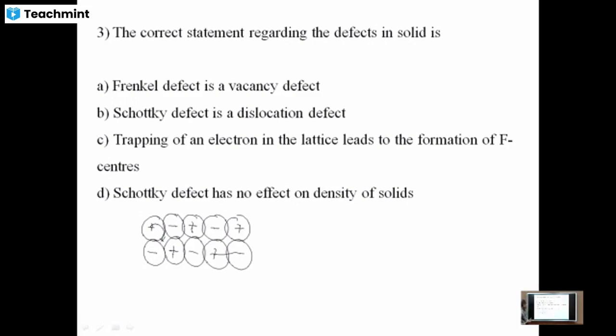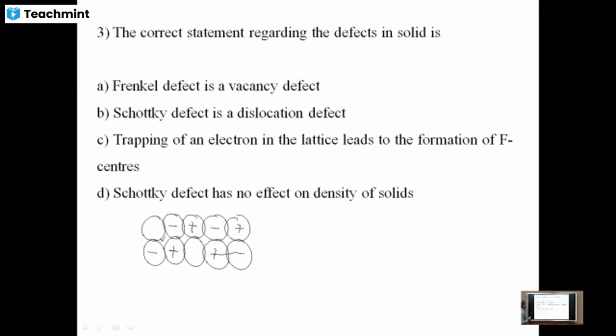Again, a wrong option. Next: Schottky defect has no effect on density. We know Schottky defect is nothing but a vacancy defect where positive and negative ions leave the lattice site. Therefore, the mass of the crystal decreases. When mass decreases, density must decrease. So Schottky defect has an effect on the density of the solid. But here it is given that Schottky defect has no effect on density. Again, it is a wrong option.